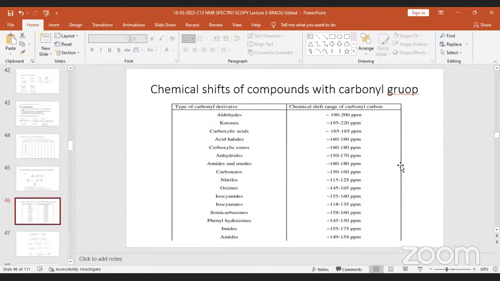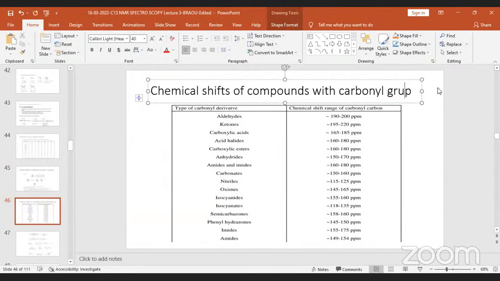Now, I am showing you the chemical shifts of compounds with carbonyl groups.